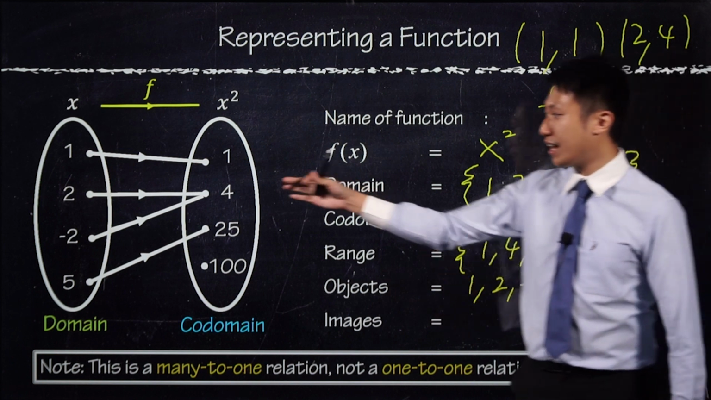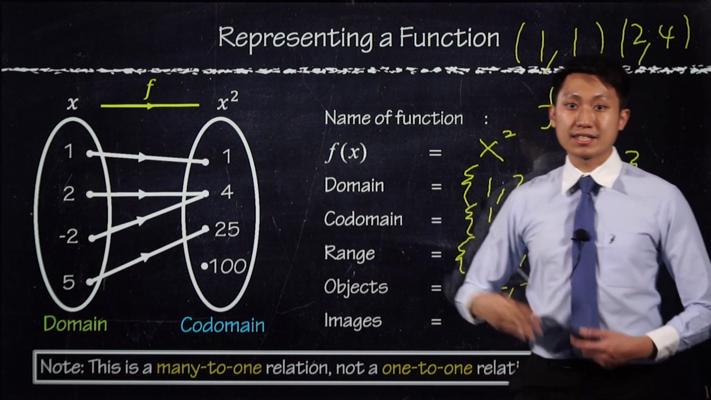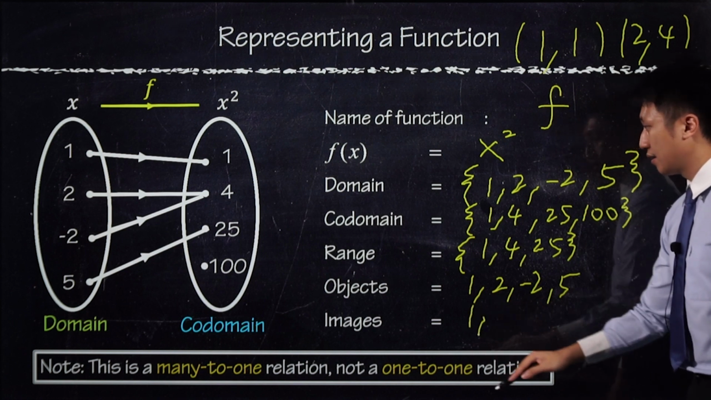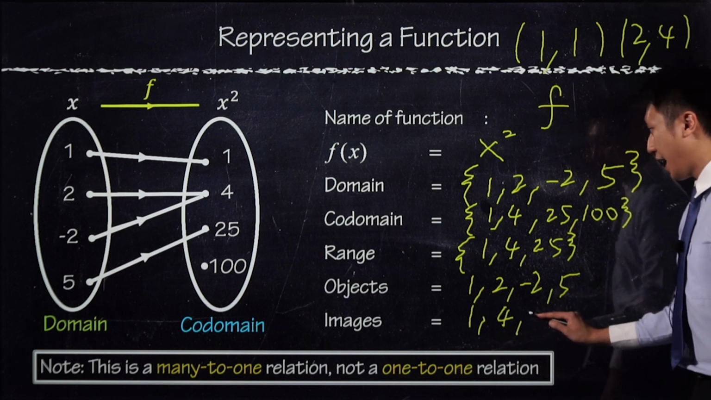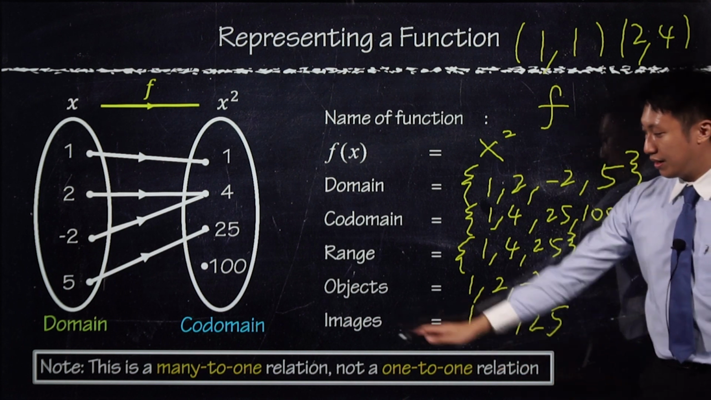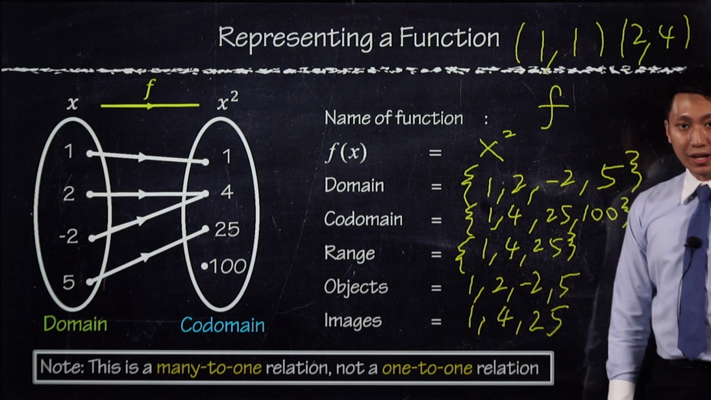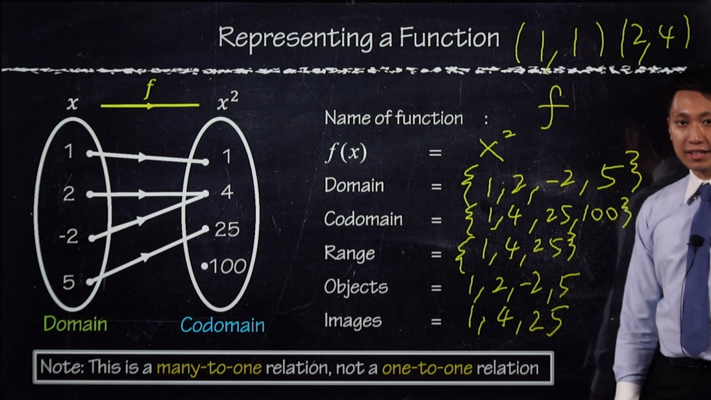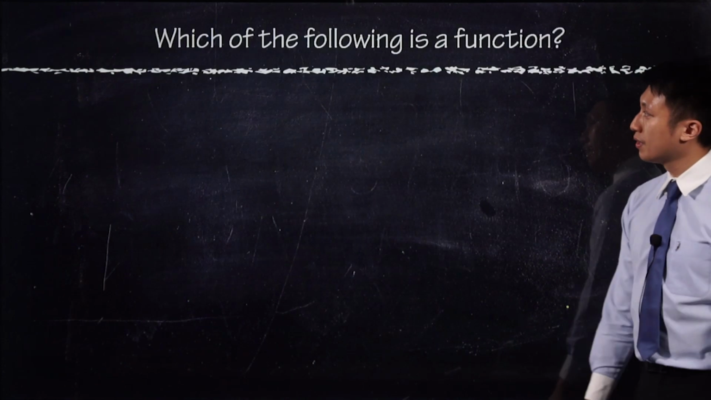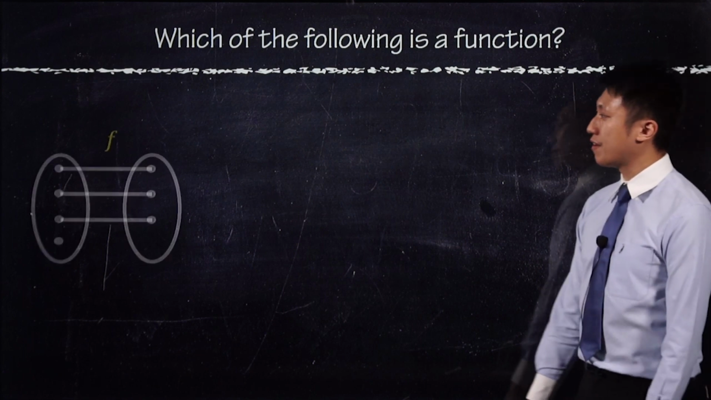Images are the things on the right hand side that are being mapped by something from the left hand side. So that's 1, 4, and 25. 100 is not an image. Check your answer, see whether you get this one or not. Which of the following is a function?